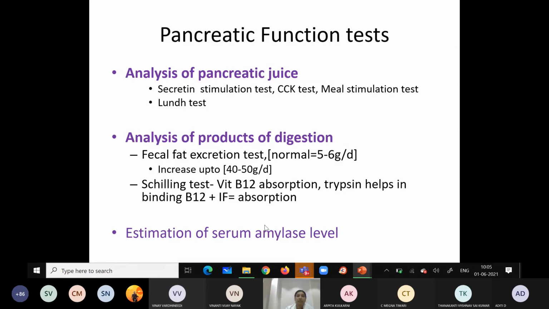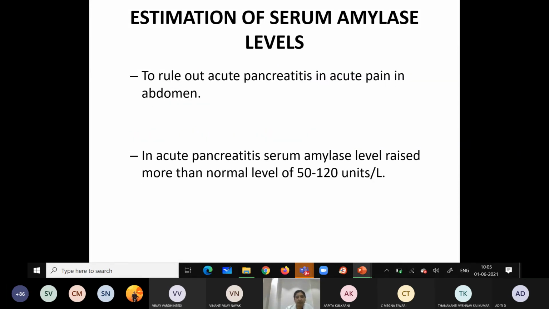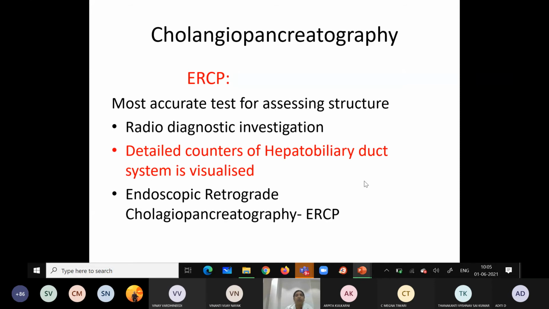Estimation of serum amylase level is another important investigation, wherein you will come to know about pancreatitis, acute pancreatitis or cancer of the pancreas. It will be 50 to 120 units per liter. Okay. Now, the last important newer diagnostic test for the pancreas is cholangiopancreatography, which is also commonly called ERCP.